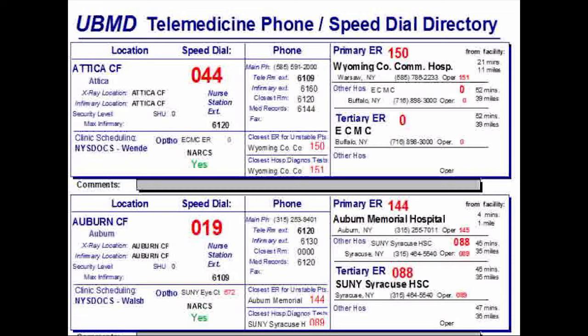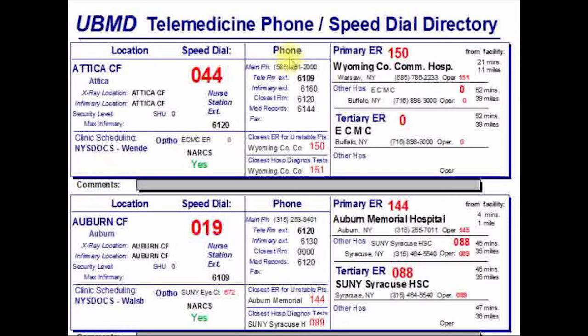This is the reference chart that we use in the Telemed room. It's physically located next to the printer on a flip chart type thing. Here is the information about all the facilities that we deal with, the prisons. In the case of our friend Attica, its physical location in the state, where X-ray is, where its infirmary is. These will sometimes be different. Not every facility has an X-ray or infirmary. Security level, if that's of interest to you.